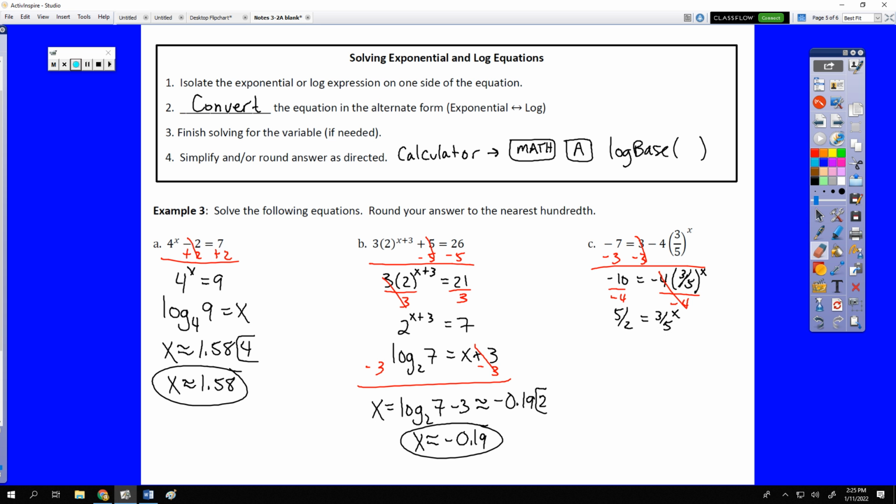We are then going to go in and rewrite that as a logarithm. Log base 3/5 of 5/2 equals x, and we're going to feed that to our calculator. So we're going to plug that in there, and that gives us x is approximately negative 1.793. Again, we are going to round that value down to negative 1.79.